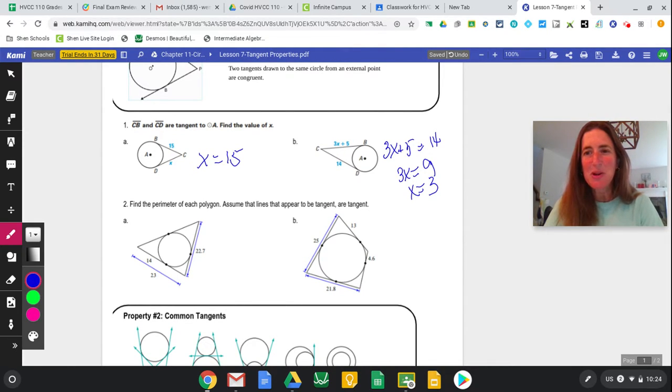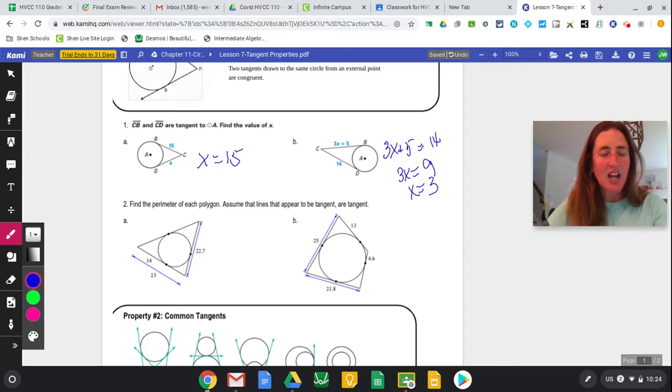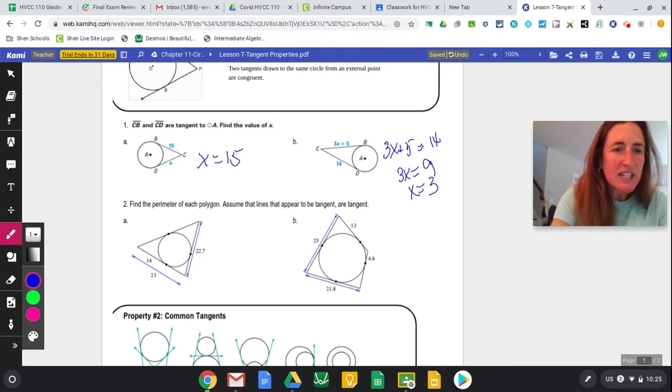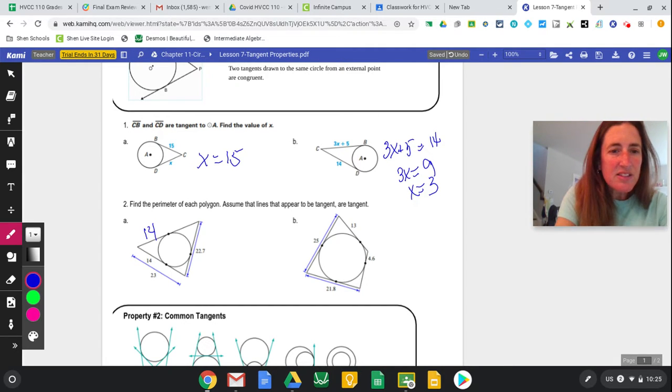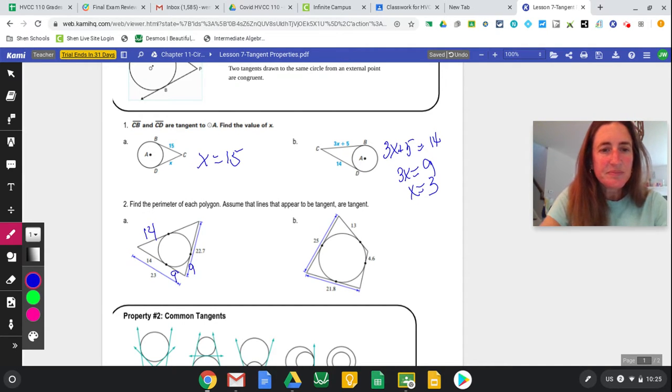Okay, now let's get a little crazy and draw a whole bunch of tangents around a circle, and we're going to find the perimeter. So there's more than one tangent in all of these pictures here. I'm just going to start on this side here. I know that this one is 14. That means this other tangent over here is also 14. Well, this whole segment is 23 and that piece is 14. So that means this tangent over here is 9, which makes this piece 9. Well, now that whole segment is 22.7 and part of it is 9.